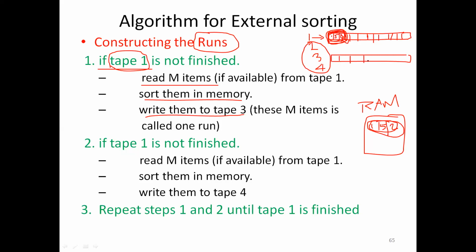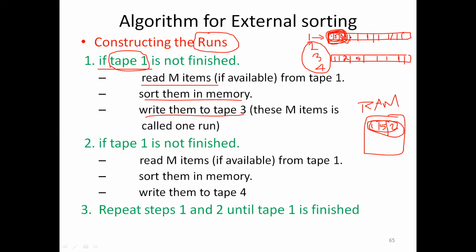So it has some space, right? So 152 is placed here. 1, 2, 5. Why? Because we sorted in the RAM. Then I place those things in the tape 3. Fine. Next, if tape 1 is not finished, yes, tape is not finished.